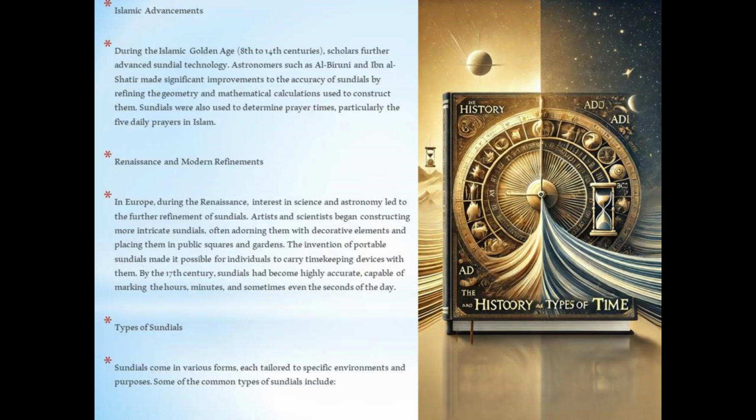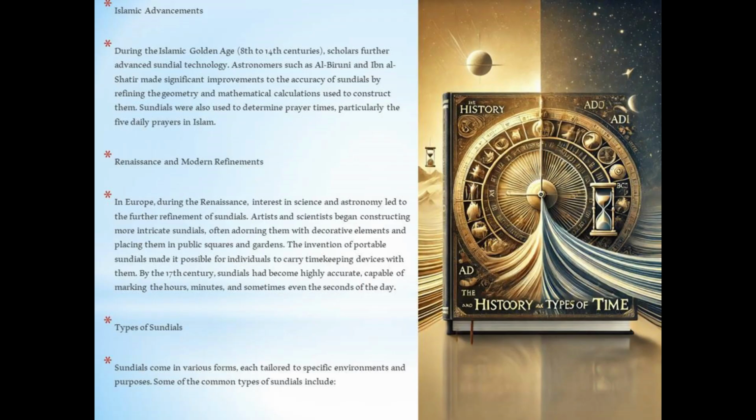Islamic advancements. During the Islamic Golden Age, 8th to 14th centuries, scholars further advanced sundial technology. Astronomers such as Al-Biruni and Ibn al-Shatir made significant improvements to the accuracy of sundials by refining the geometry and mathematical calculations used to construct them. Sundials were also used to determine prayer times, particularly the 5 daily prayers in Islam.